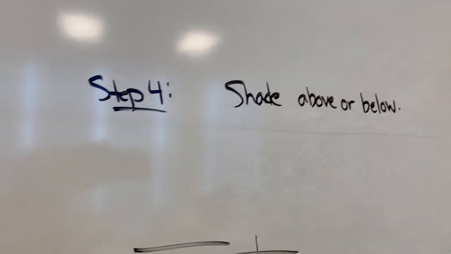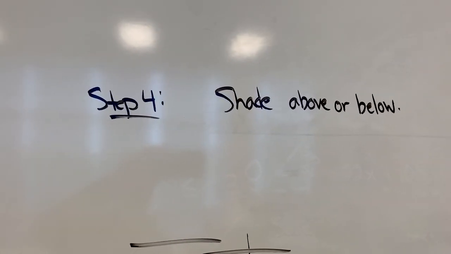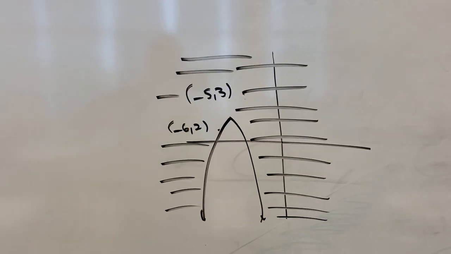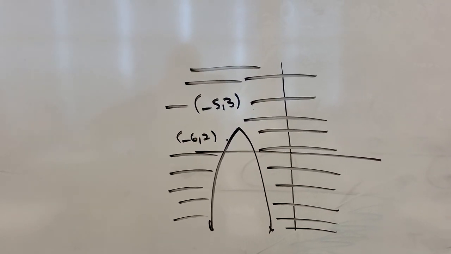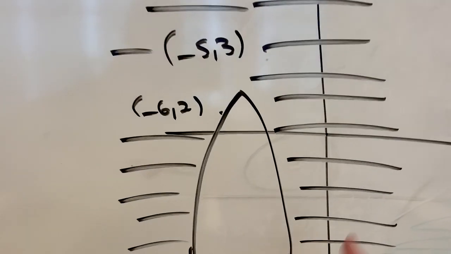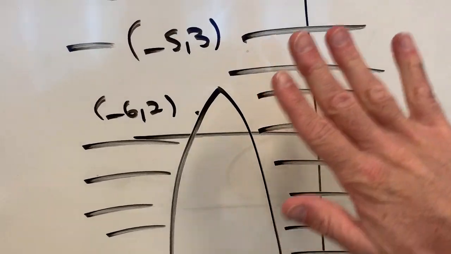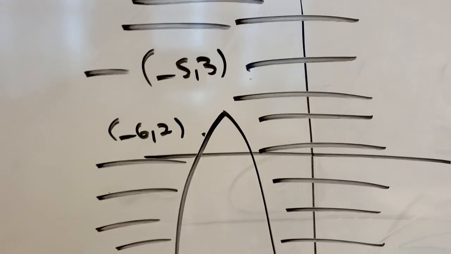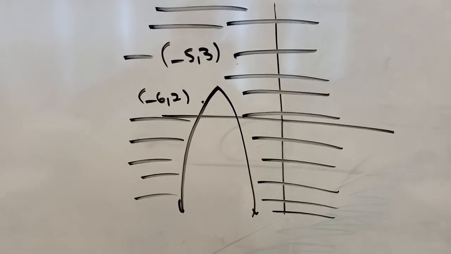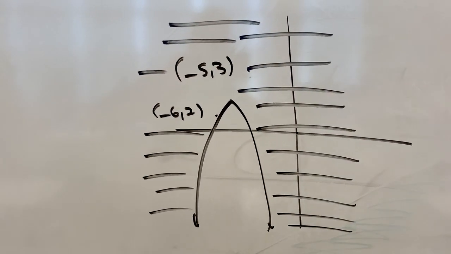So now last step is to decide to shade above or below this parabola. So draw your parabola again and make sure that you shade the part of the region that includes 0, 0. So since 0, 0 is here, I'm shading everything above and outside that parabola. Anything underneath it does not satisfy the inequality.